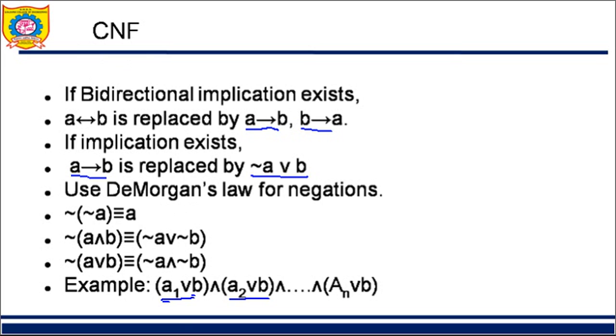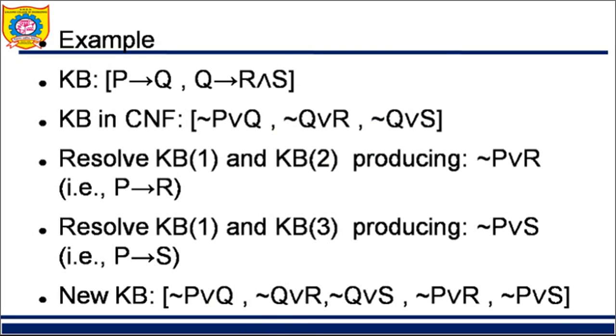So these were the three rules for converting a propositional logic statement into CNF format. I repeat: if I have a bidirectional implication, just replace it by these two, A implies B and its inverse B implies A. If I have an implication, just replace it by negation of A or B. Use De Morgan's law, that is, open the negation brackets. Finally you should get this kind of statement, that is nothing but CNF, conjunctive normal form. So this is the first rule.